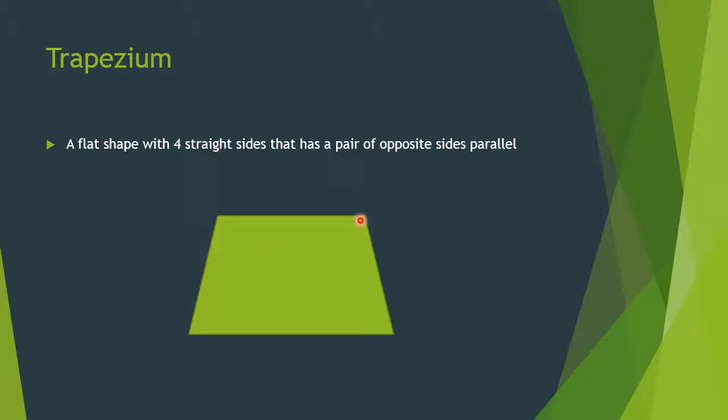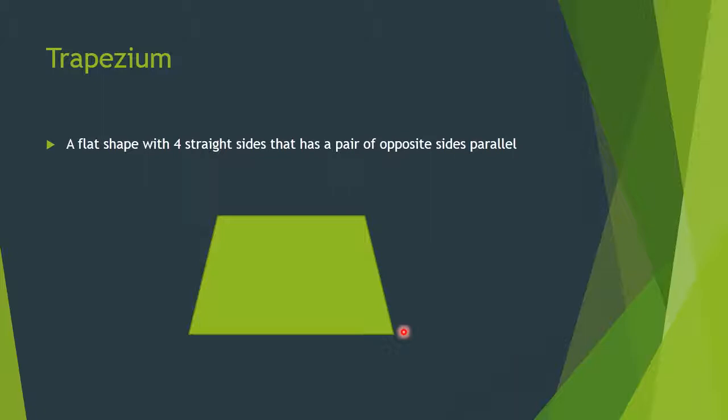Alright, and it has this line over here, this line on the top, and this line at the bottom over here. These two lines are actually parallel, but it is not exactly the same as a rectangle because it doesn't have right angles for all four corners.